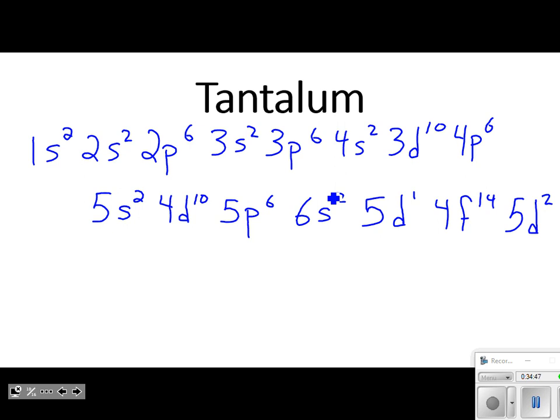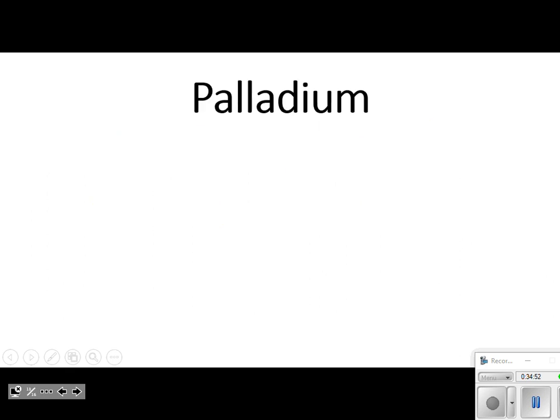Now the next one. Palladium. What I want you to do is find palladium and give it a shot to see if you can write the configuration. Okay? Here's another one I want you to do. Cerium.